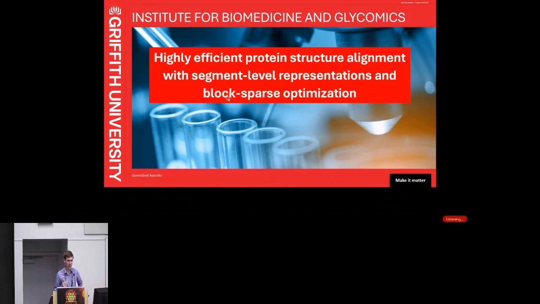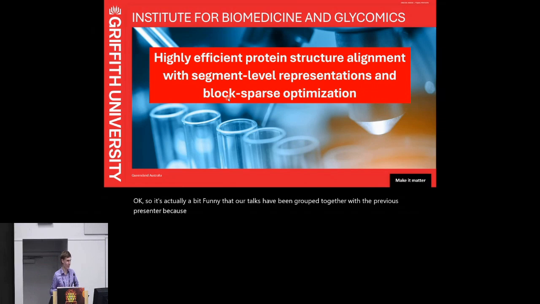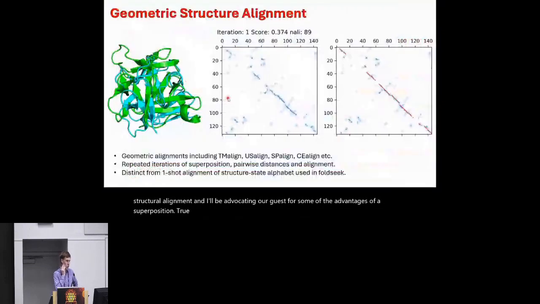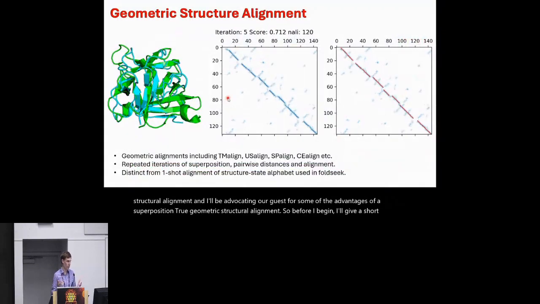So it's actually a bit funny that our talks have been grouped together with the previous presenter, because I'll be presenting a contrasting perspective on this token-based structural alignment, and I'll be advocating for some of the advantages of a superposition-based, truly geometric structural alignment. Before I begin, I'll give a short introduction to traditional methods for geometric protein structural alignment.